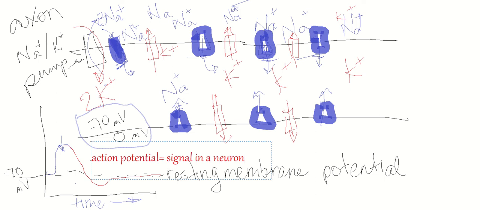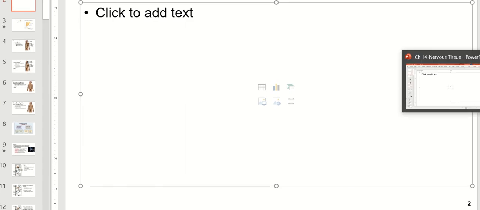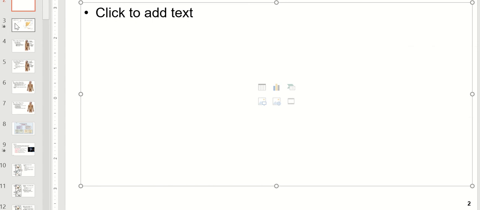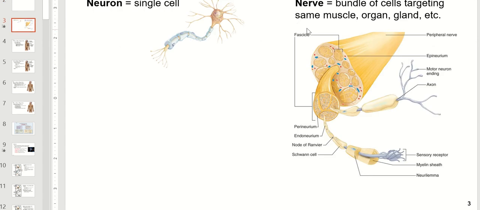All right, so now that we've got that, let's go back to our PowerPoint here and talk about the parts of the neuron, the parts of the nervous system, and see what else we can learn. So the neuron, we already did that. That's a single cell. And when you put a bunch of neurons together, you get a nerve. A nerve is a bunch of neurons together.